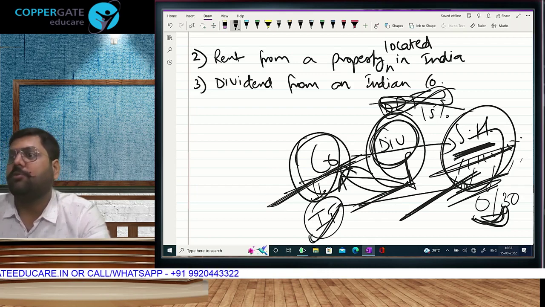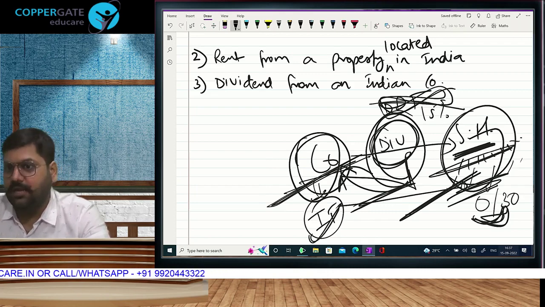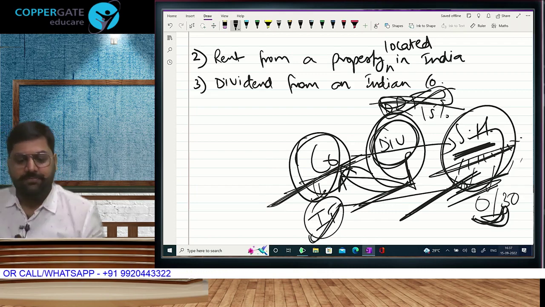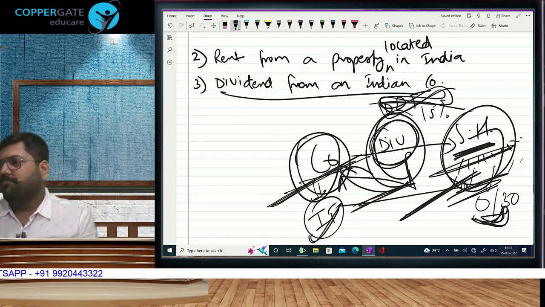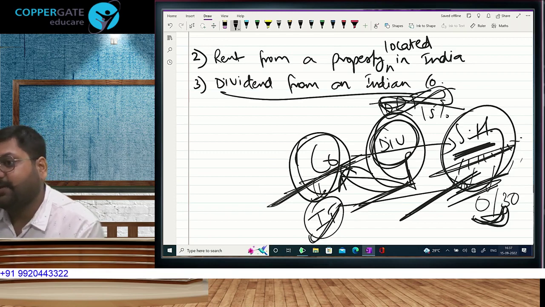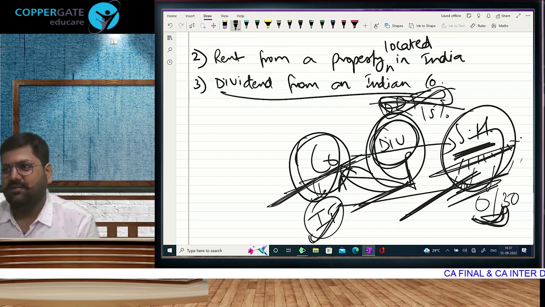That means DDT got abolished and dividend became taxable. Till dividend was exempt, we never wrote this point, because even if you treat it as Indian income, it had been expressly and specifically declared as exempt income. There was no need. But now, is dividend income taxable income or exempt income?